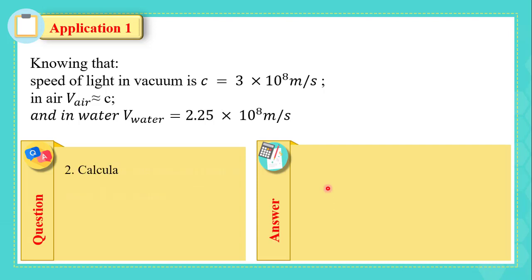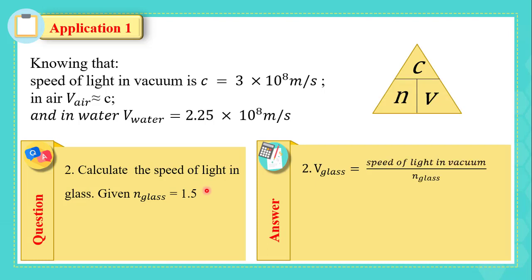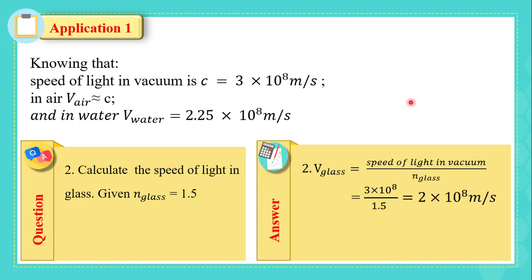Now you are asked to calculate the speed of light in glass, where the index of glass is equal to 1.5. Using the formula, the speed of light in glass is equal to c divided by the index of glass, which gives us 3 times 10 to the power 8 divided by 1.5, which gives us that the speed of light in glass is equal to 2 times 10 to the power 8, and don't forget to mention here the unit, which is meter per second.